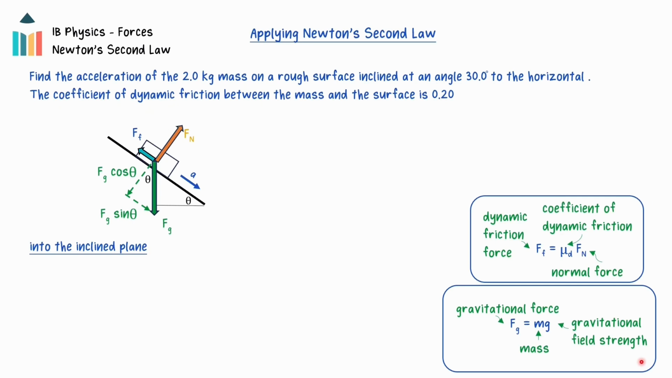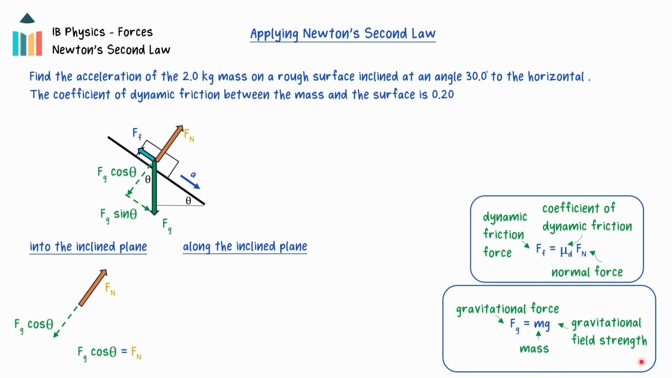If we consider the forces acting into the plane, the block is accelerating down the inclined plane, so there's no net force acting perpendicular to the plane. The component of the force of gravity perpendicular to the plane is balanced by the normal force. So the normal force will be equal in magnitude to the force of gravity times the cosine of 30 degrees.